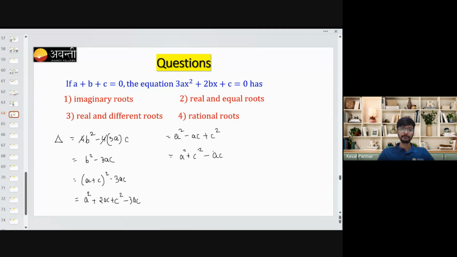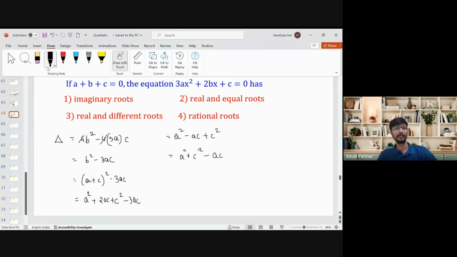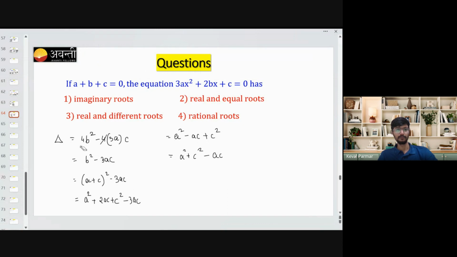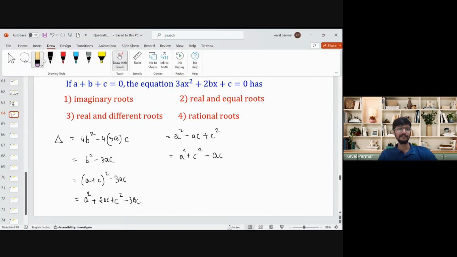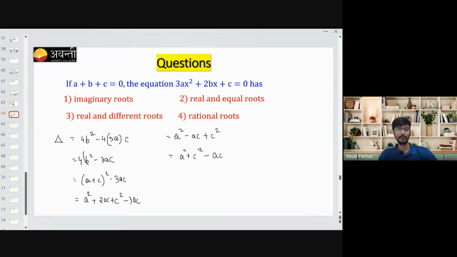Oh, I think we cannot cancel 4, right? Because it's not equal. So basically we can take 4 common. So nothing will change. 4 and 4. Now we can make a perfect square.